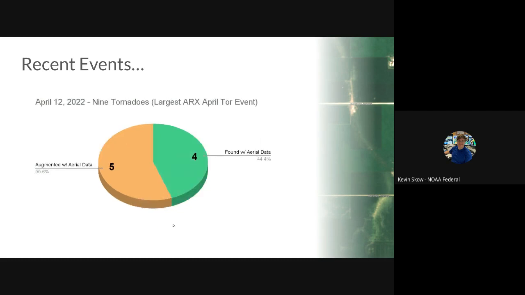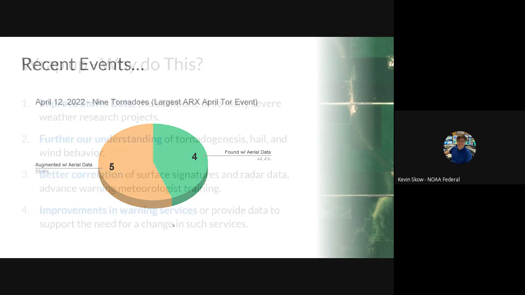And the example I showed for many of these case studies from April 12, 2022 here in La Crosse, which was technically our largest April tornado event on record, every tornado track was either augmented with satellite imagery or even found with satellite imagery. We found almost half with the aerial imagery alone.